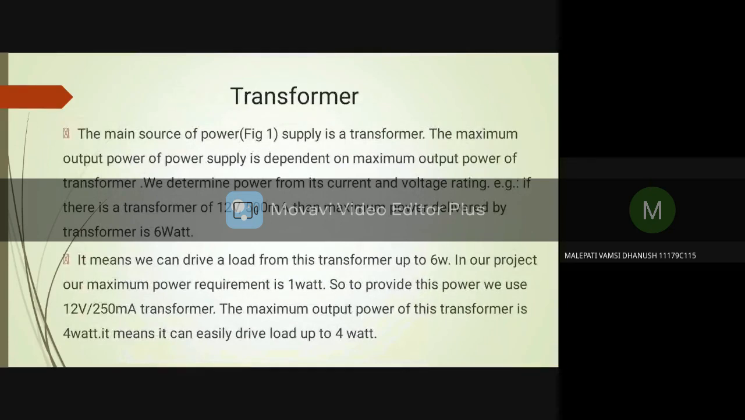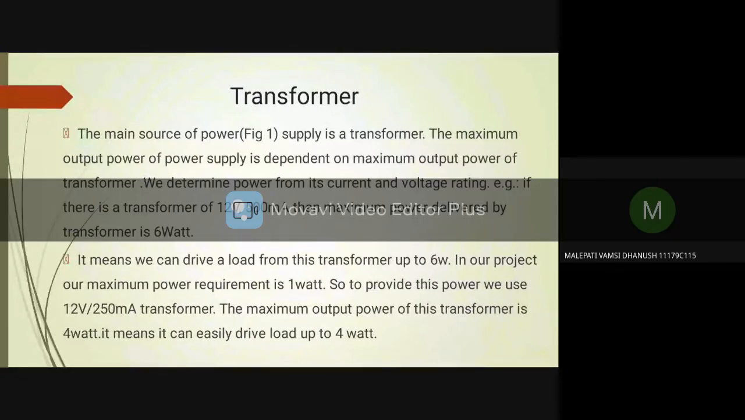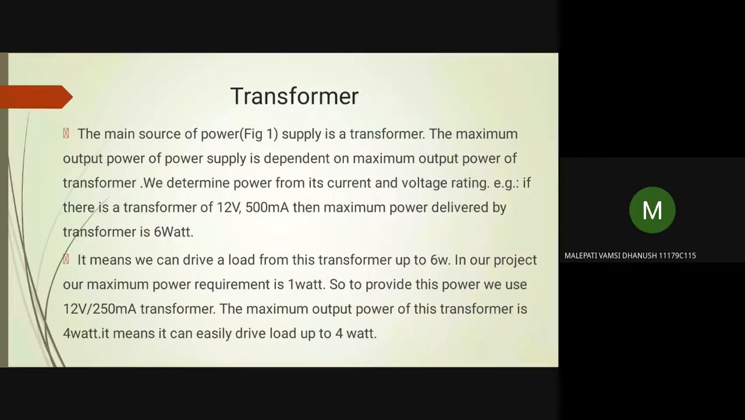These are the components. Transformer: this is the main power source of the supply. The maximum output of the power supply depends on the power transformer. In this project we are using a 12 volts, 500 milliamps transformer. It means we can drive the load from this transformer up to 6 volts. In our project, our maximum power requirement is 1 volt. To provide this power, we use a 12 volts 250 milliamps transformer.